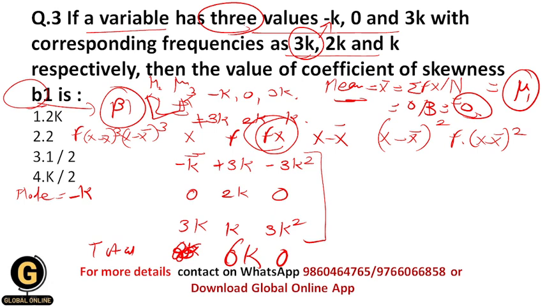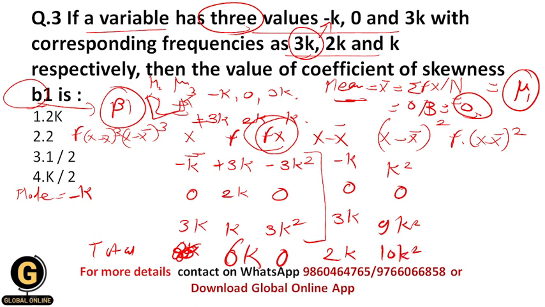So let us now find out the values of x minus x bar. It will be minus k, here it will be 0, it will be 3k, and their total will be 2k. Now let us do x minus x bar bracket square, then it will be k square, 0 and 9k square, and their summation will be 10k square.